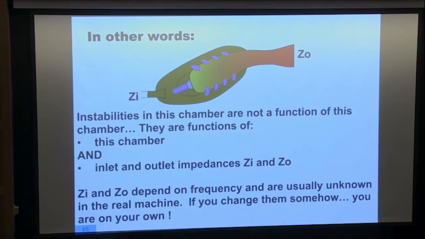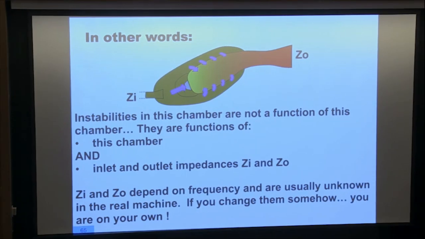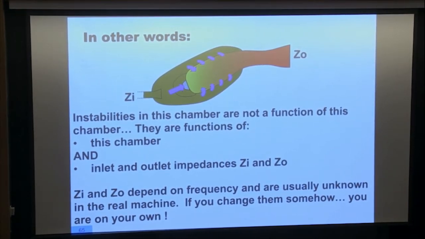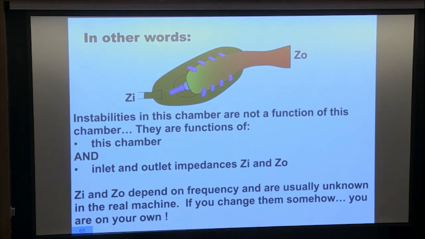In other words, and that's a major issue for all combustion projects, if you ask me, if this chamber is unstable, I will tell you, I don't know. The instabilities of this chamber depend on this chamber and on the impedance here and the impedance here. And if you do an experiment in a lab and you fit that to another line compared to the real engine, you may very well have a stable engine in the lab, and when you bring it to the real engine, it would become unstable. And so that's a major issue in engines, because it means you have a risk here, that if you develop things with different impedances, then when you go to the real engine, it might just blow up.